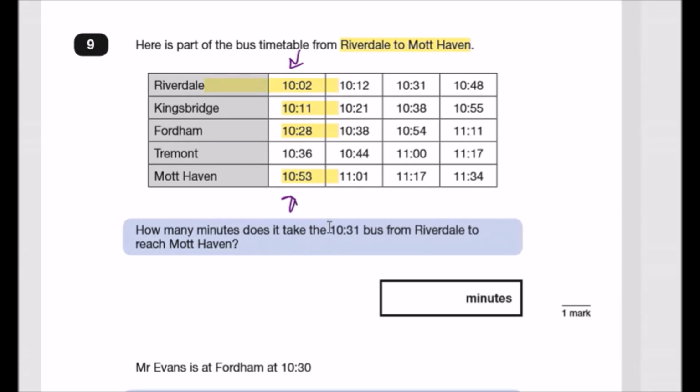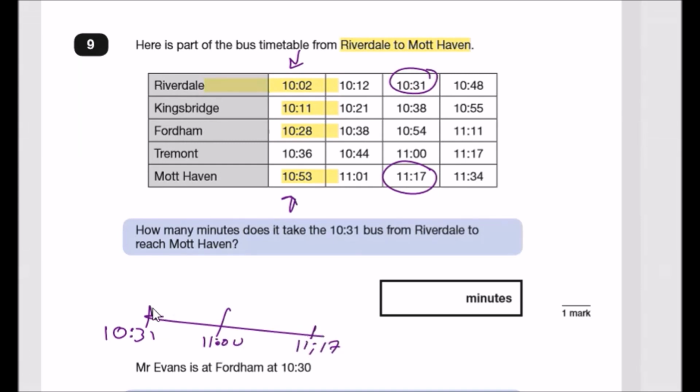How many minutes does it take the 10:31 bus from Riverdale to reach Mott Haven? So of course, over here. Oh, so we're going from 10:31 to 11:17. What I'll do is I'll do a number line. Okay, that's quite bent. But anyway, you start at 10:31 here. And let's say this is the next hour, 11. And then the final one is 11:17.